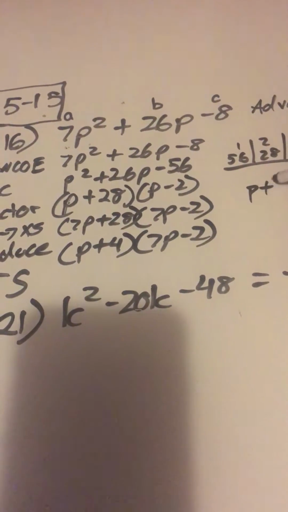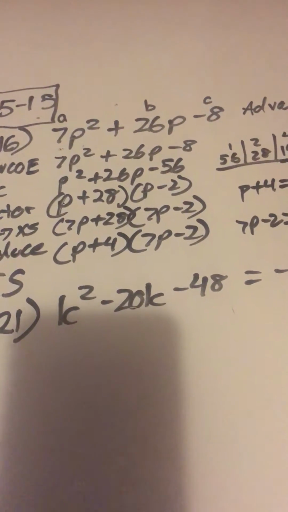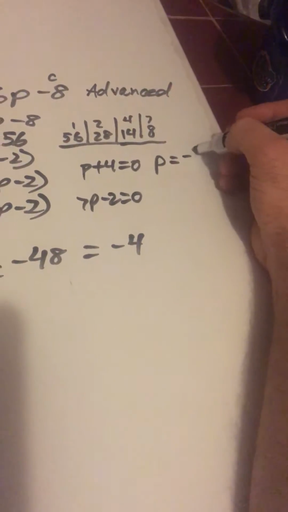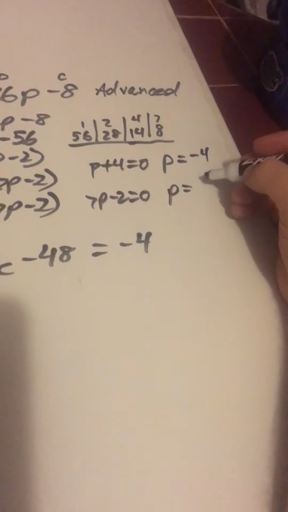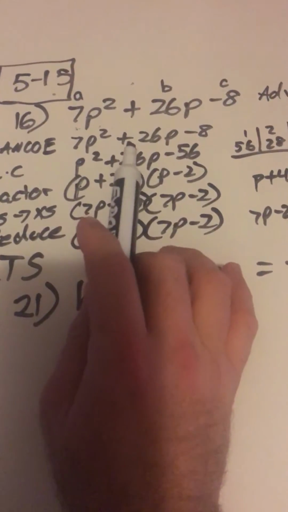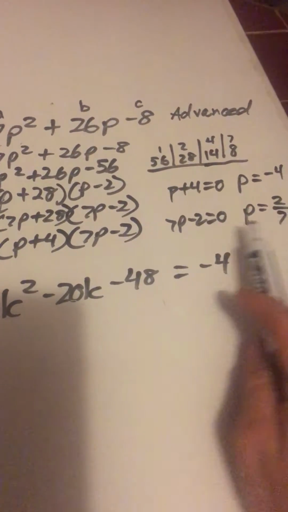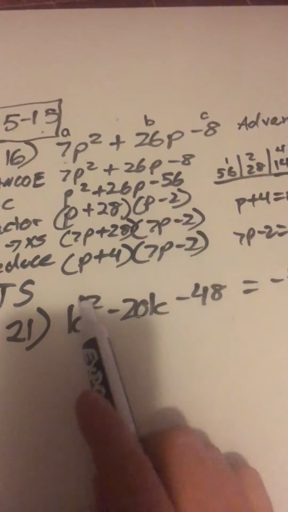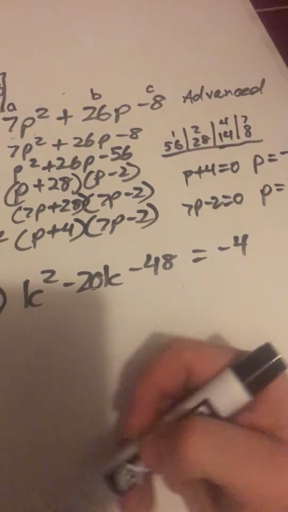So now I take p plus 4 equals 0 and 7p minus 2 equals 0. p is equal to negative 4, and p is equal to, if I add 2 and divide by 7, a positive 2 over 7. Now, the benefit of factoring is that with all of these, because this is a parabola, we're looking at where they cross the x-axis.